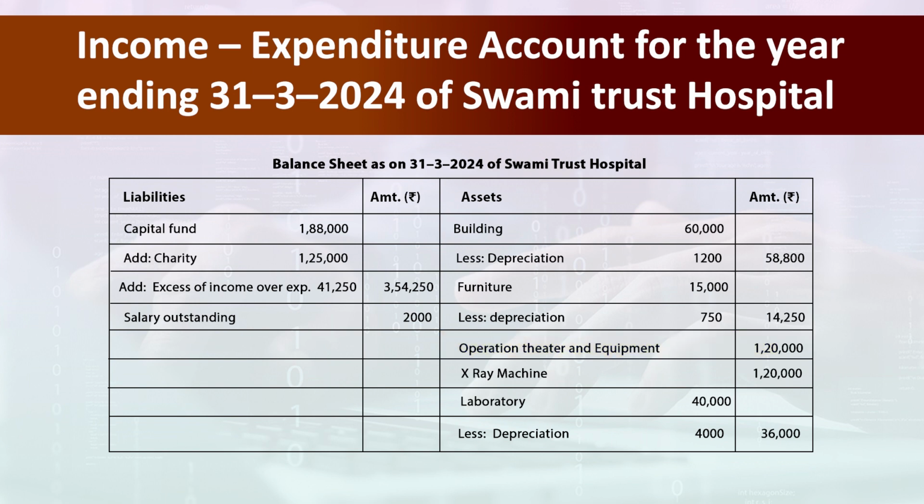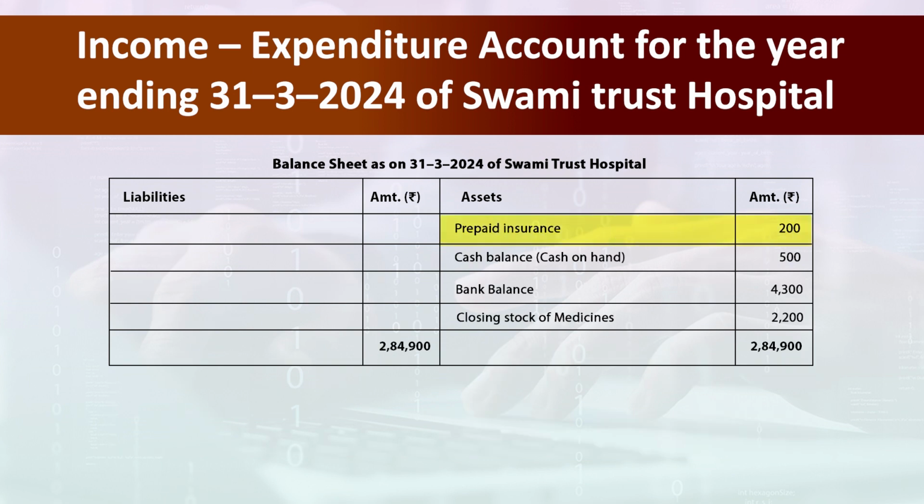Then we record the entry of X-ray machine of rupees 1,20,000. After that, there is laboratory of rupees 40,000. From it, we deduct depreciation of 4,000. The net amount is 36,000. The prepaid insurance amounts to rupees 200. The cash balance, which is cash on hand, is rupees 500. The bank balance is rupees 4,300. The stock of medicines, which is a closing stock, is rupees 2,200.